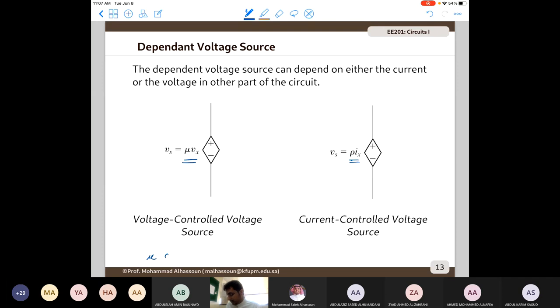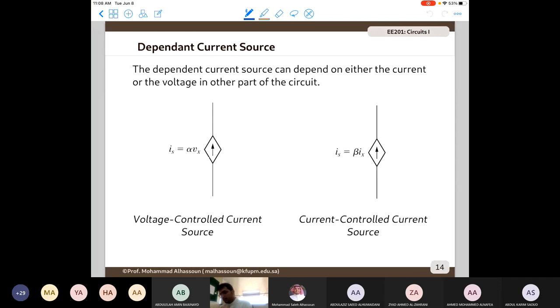So mu here is a constant, and in this case it is unitless, or sometimes it's volt per volt. Rho here is a constant, and its unit is volt per ampere. So this is a dependent voltage source. A dependent current source has exactly the same structure, but instead of being a voltage source, it's a current source, and it could depend on the voltage in any part of the circuit, or on the current in any part of the circuit. Alpha here is a constant. The unit is ampere per volt, and beta here is a constant and unitless.